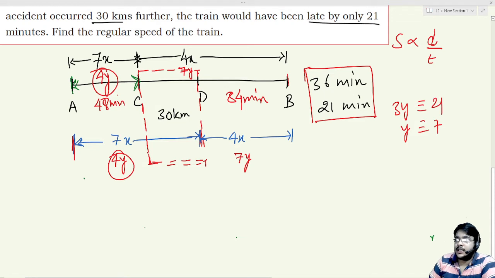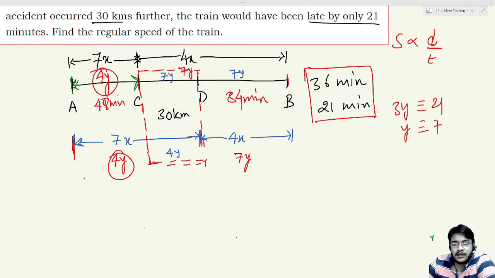Okay, so what I am saying is, one thing that you have to understand is that try to visualize the sections, the AC section, the CD section and the DB section. In the first case, the CD section also the train is traveling with the speed of 7y and the DB is also at 7y. Similarly, in the next case, the CD section the train is traveling at how much? 4y. This is 4y, this is 4y. This one is 7y because remember that 30 kilometers after they have this thing. Okay, the snag has happened.